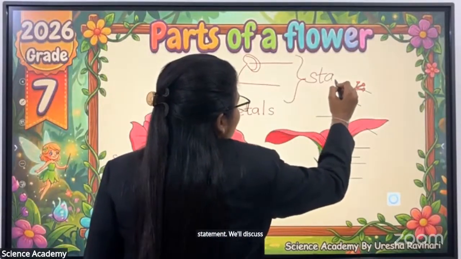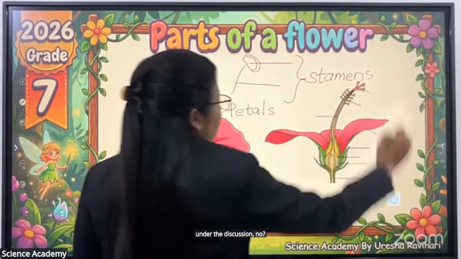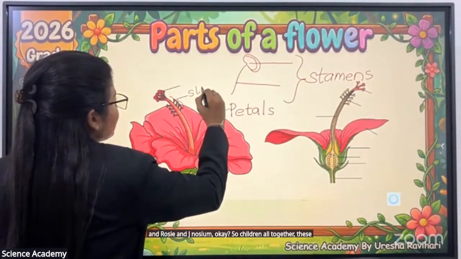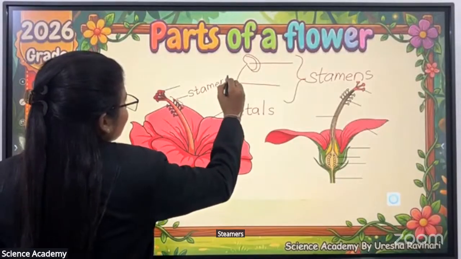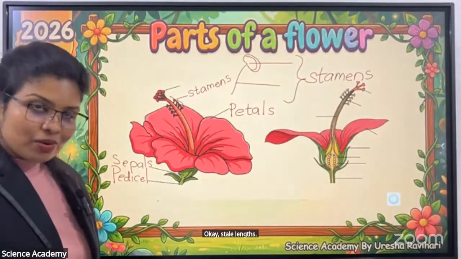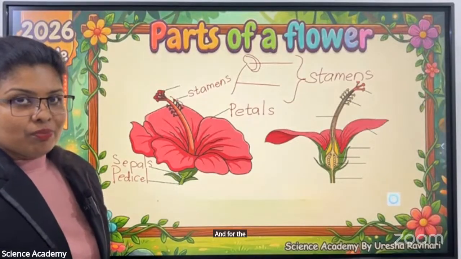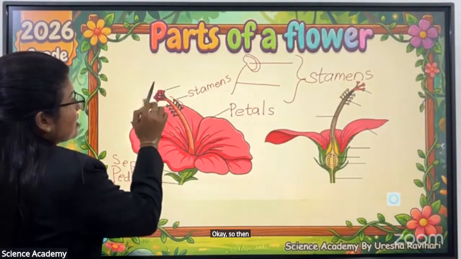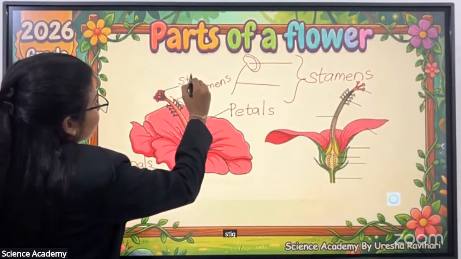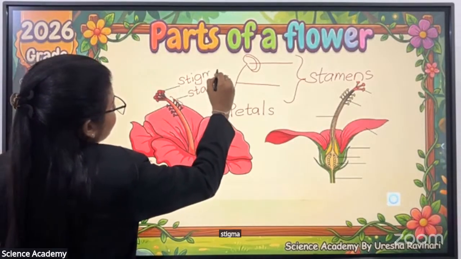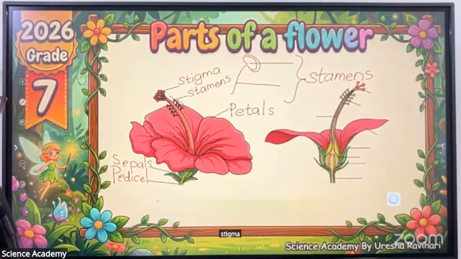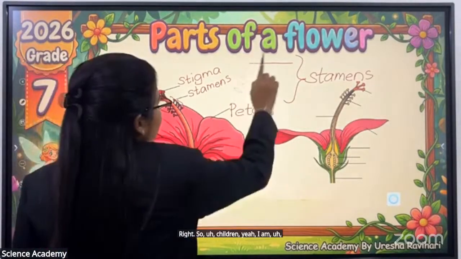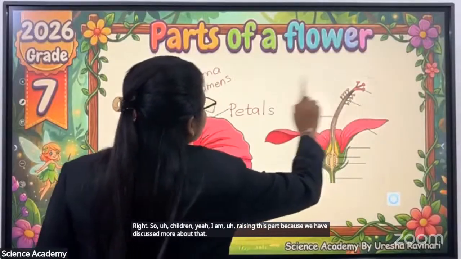All together this is called a stamen. We'll discuss those things under the discussion of androecium and gynaecium. So children, all together these are called stamens. That is called androecium also. Very important, right? Here children, what is this? This is stigma. Okay, right. So children, here I am erasing this part because we will discuss more about that later.